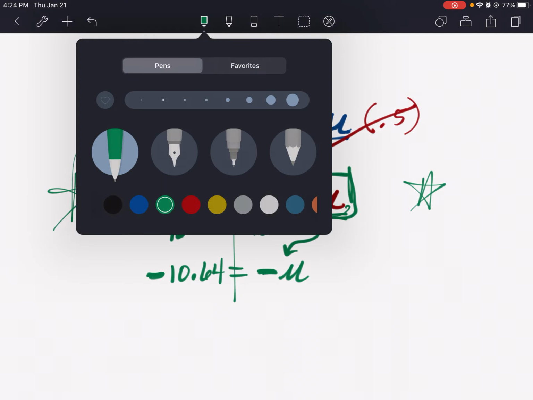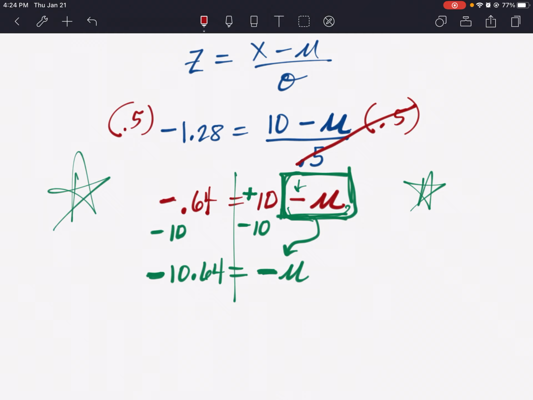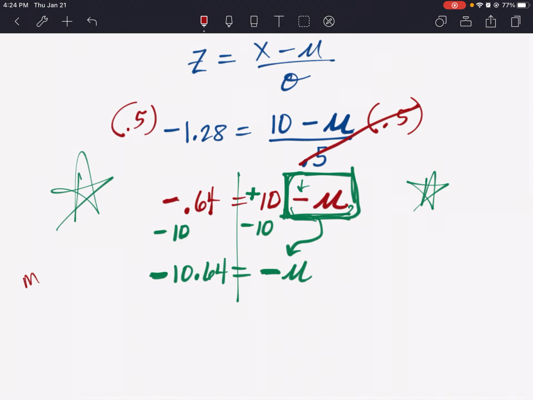Okay, so you remember there are lots of different ways that you've probably been shown to handle this. You can multiply through by a negative 1, which is probably the simplest way to think of it. Multiply by a negative 1 on both sides. Negative 1 times that makes it a positive. Negative 1 times that makes it a positive. And that's how we finish it out. Our mean has a value of 10.64.